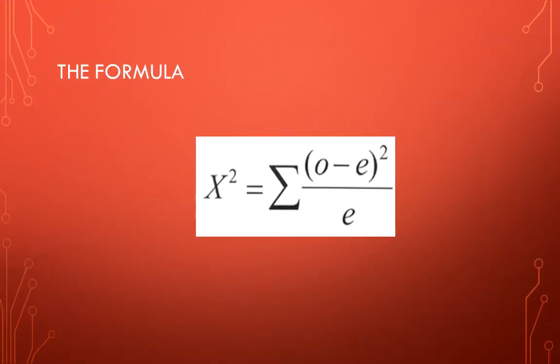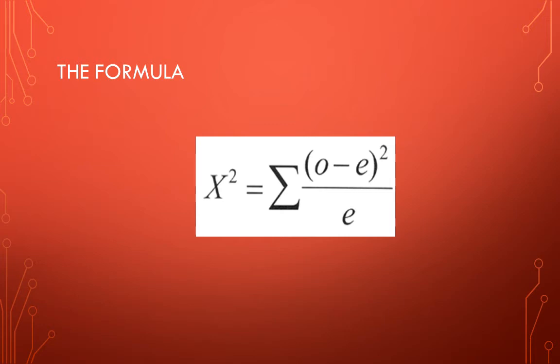So this is the formula if you were interested in performing the calculations by hand. You'll notice we have O's and E's. O stands for observed values, E stands for expected values. What we're going to do here is take the observed value, or the value that you find in your study, and subtract from it the expected value, or what you would expect the value to be if there were no differences.